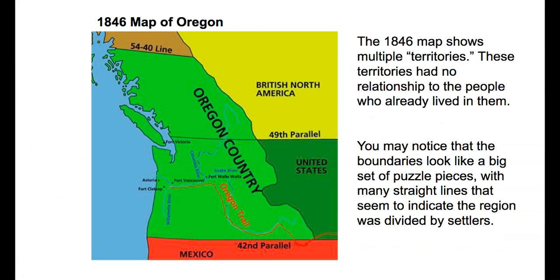Let's get started. Here's an 1846 map of Oregon, and it shows multiple territories. These territories had no relationship to the people who already lived in them. You may notice that the boundaries look like a big set of puzzle pieces, with many straight lines that seem to indicate the region was divided by settlers.